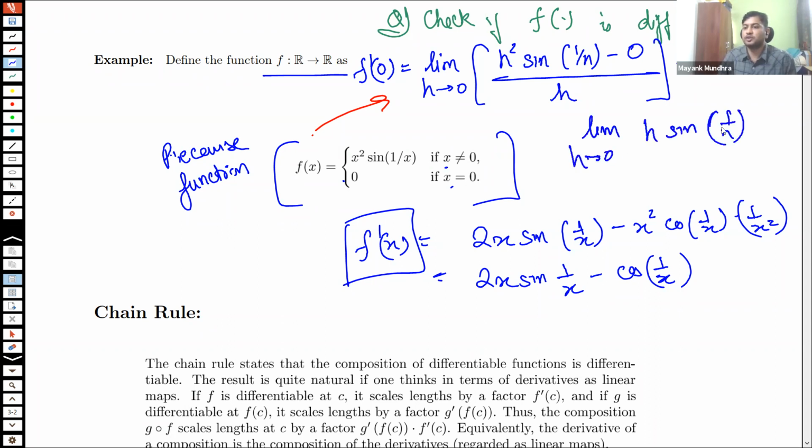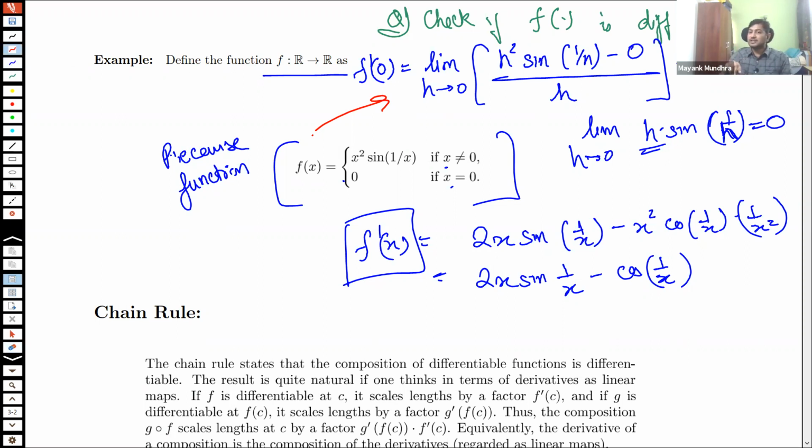Now 1 by h is going to oscillate between minus 1 and 1, but h goes to 0. So 0 multiplied by something which is finite is going to be 0. So f prime of 0 is 0, which means that f prime of 0 exists. So the function f is differentiable. So this part is checked. I have checked its differentiability.